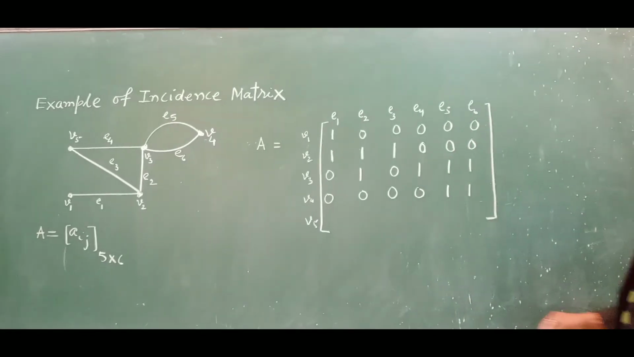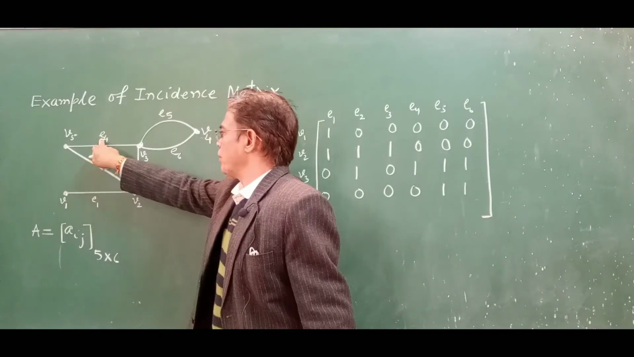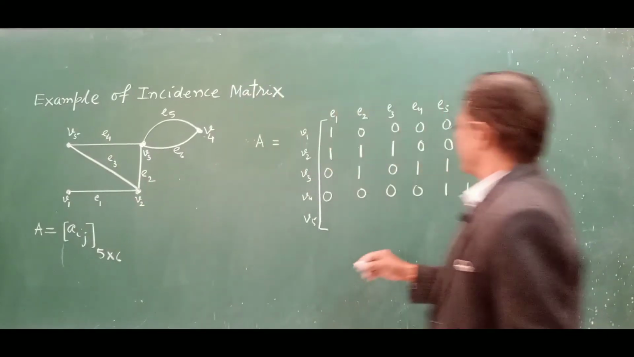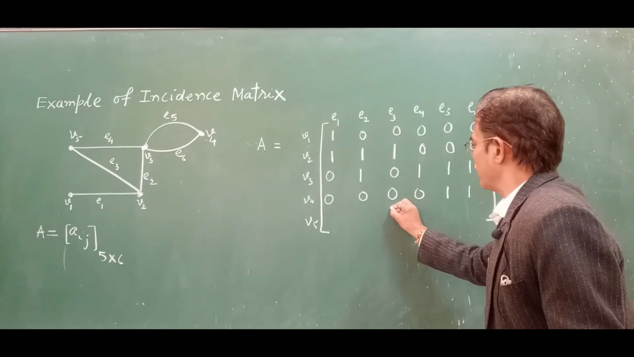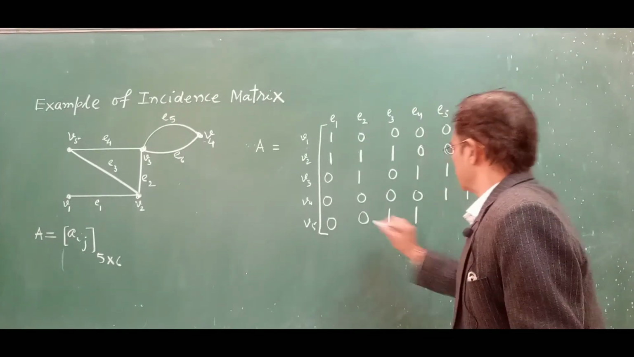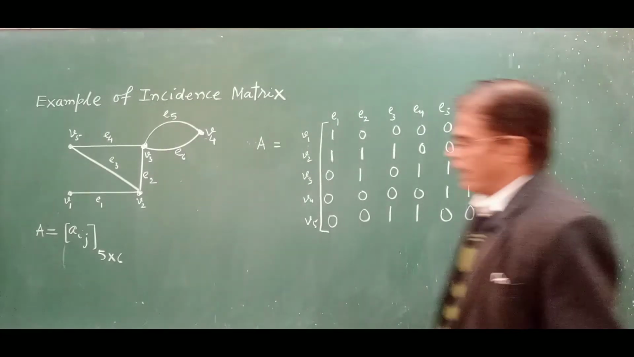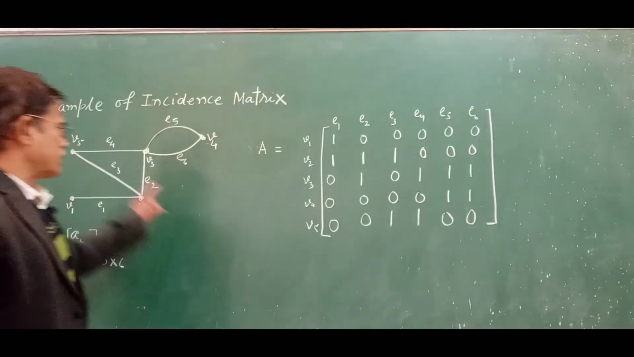Now V5. V5 is connected with E4 and E3. So only below E3 and E4 it is 1 and all other values are 0. So this is the incidence matrix of this graph.